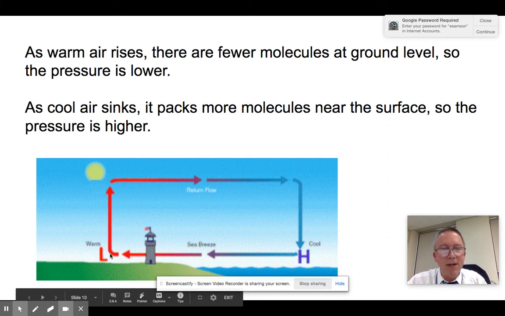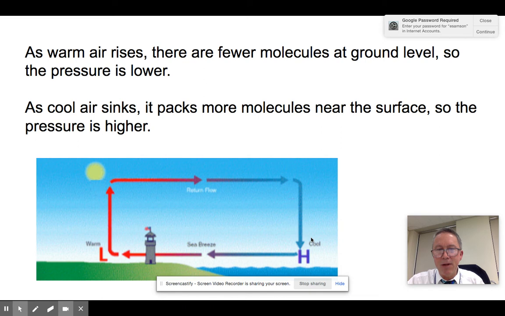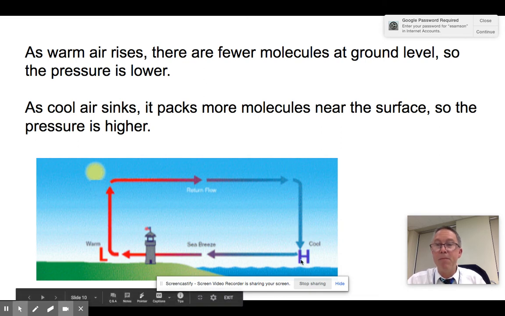Low pressure carries atoms away from this area, so rising air is associated with low pressure. Now, as this air goes across here, it sinks back down. Now, I'm adding air molecules to this area. It's like pumping air into a tire. As I add air to here, the pressure is going to go up, so I'm going to have high pressure.